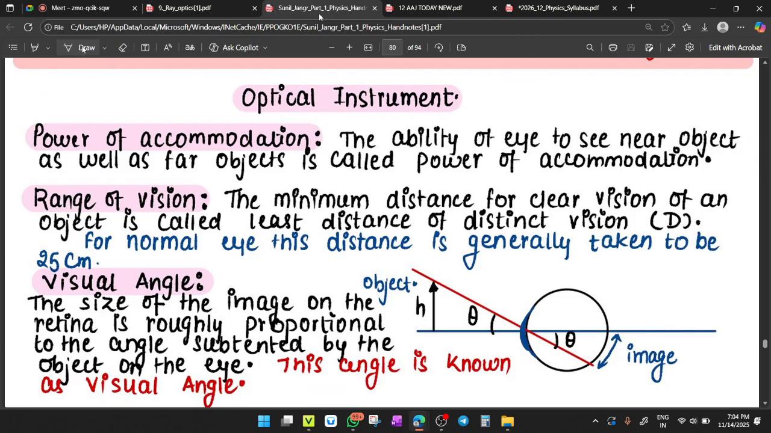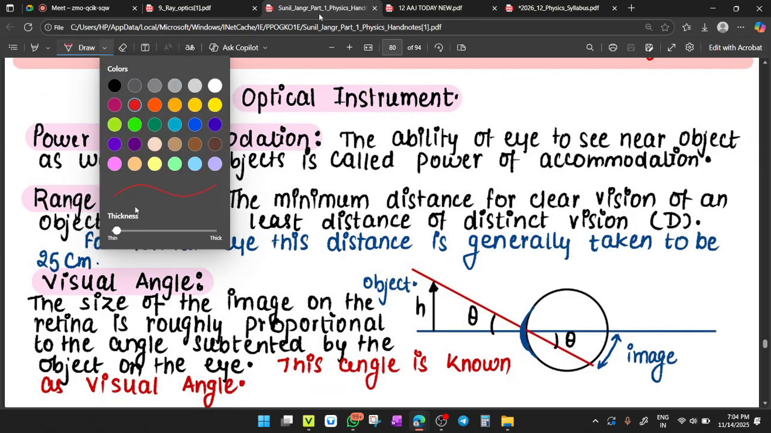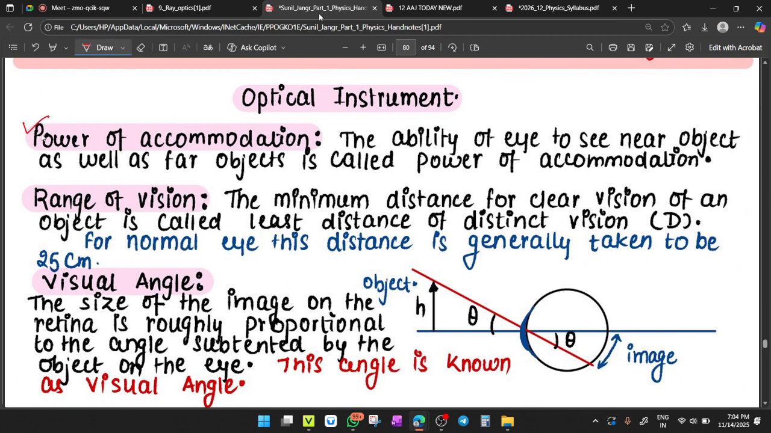First topic, power of accommodation. So what is power of accommodation? The ability of the eye to see near objects as well as far objects is called power of accommodation. It means the eye has a capability, with the help of ciliary muscles, to become thicker or thinner. By the pressure of these ciliary muscles, our crystalline eye lens is able to change its shape. When the lens is thinner, its focal length is high and it can focus objects at a large distance.